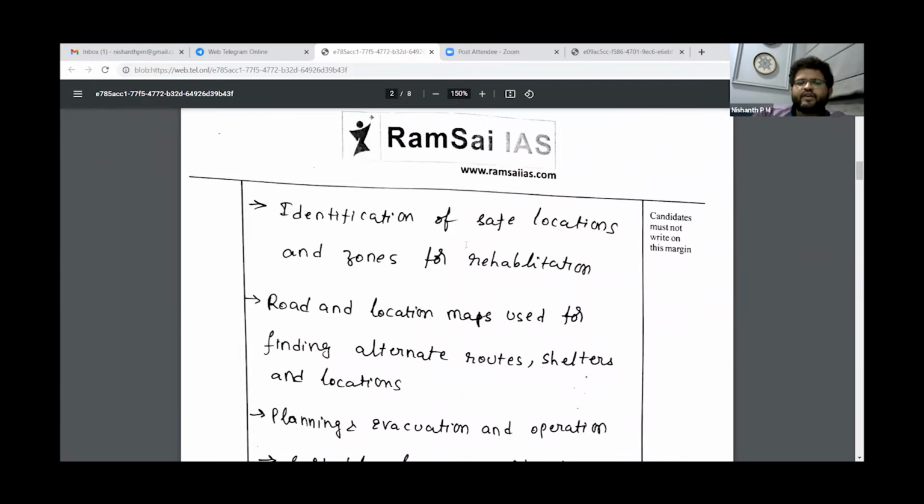Yes, zones for rehabilitation. You have actually written the points pertaining to all the different phases of disaster management. If you could have segregated them, it would add much value addition.